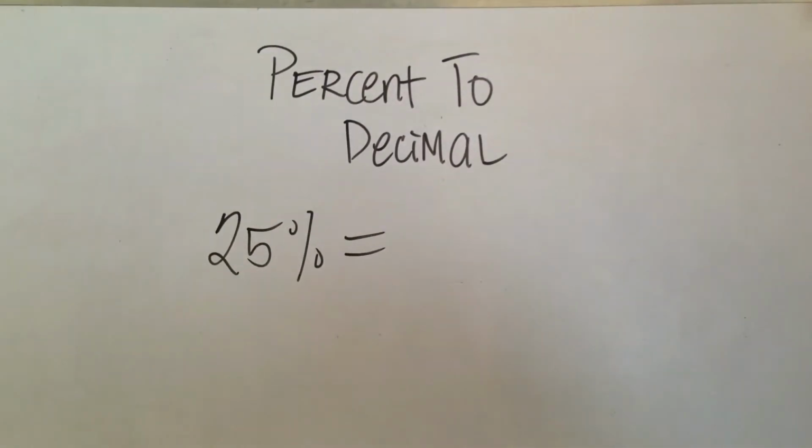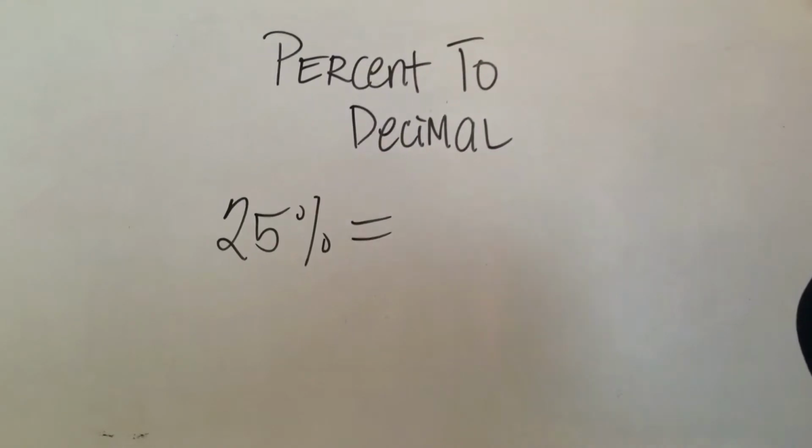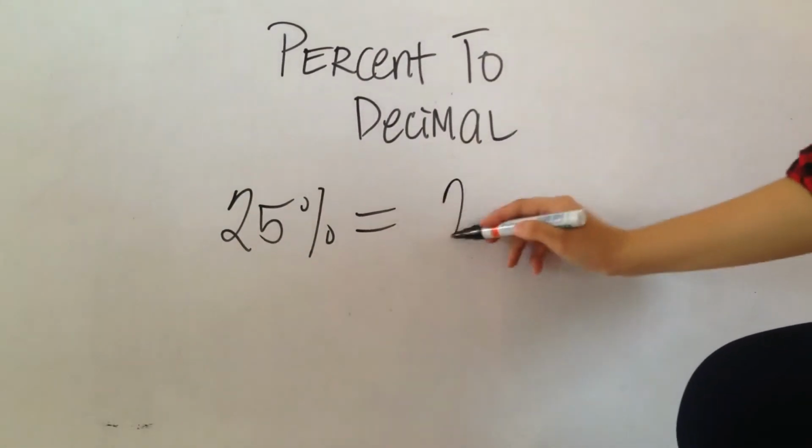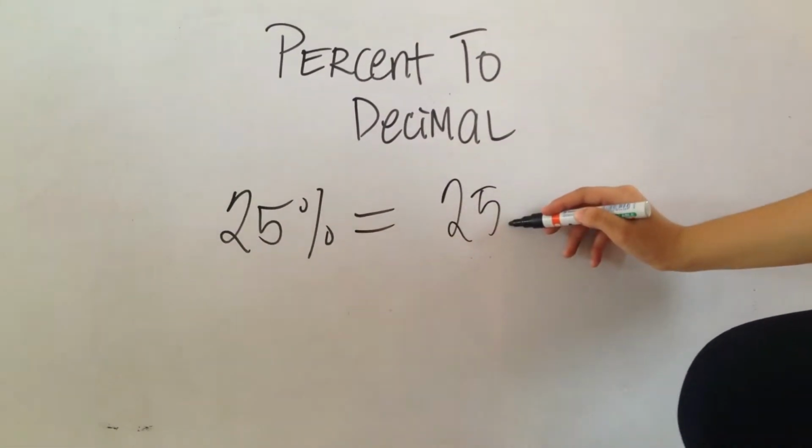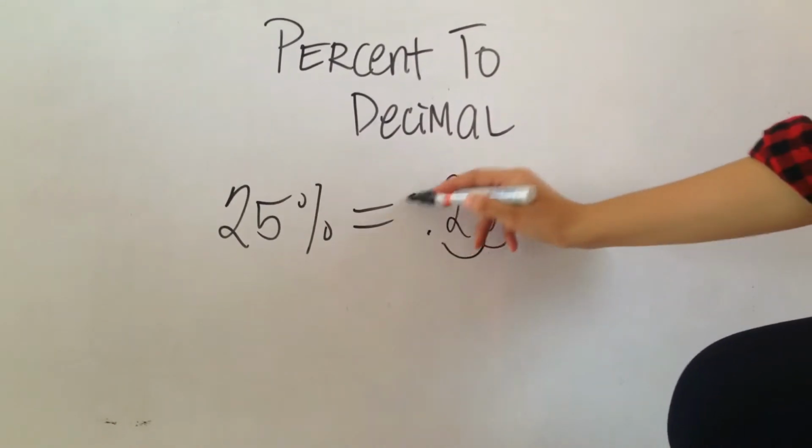While in writing percent to decimal, just simply move the decimal point 2 places to the left, then drop the percent sign. For example, 25%. First, drop the percent sign and move the decimal point 2 places to the left.